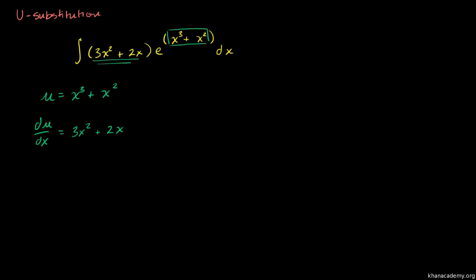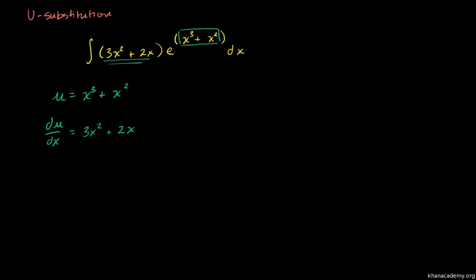If you just wanted to get a differential form over here, how much does u change for a given change in x? You could multiply both sides times a dx. If we pretend they were fractions, it will give you the correct differential form. You're going to be left with du is equal to 3x squared plus 2x dx.